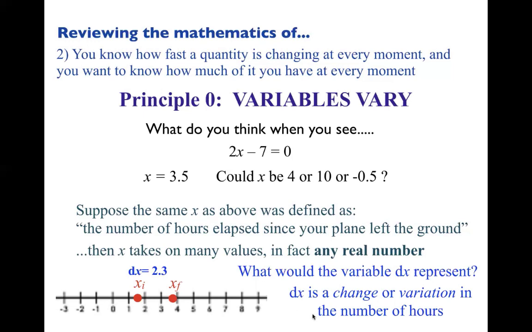And then our x keeps increasing. And so now dx is a variable as well. Dx varied through all the values starting at 2.3 there up until 4.6 now. So x initial is this particular starting value of x, and then x final, a particular ending value of x. Dx would be how many hours went by, or the change or the variation in hours. Okay, any questions on principle 0? Variables vary. And we want to think of dx also as a variable. It varies. It's an amount of change, and it varies as x varies.